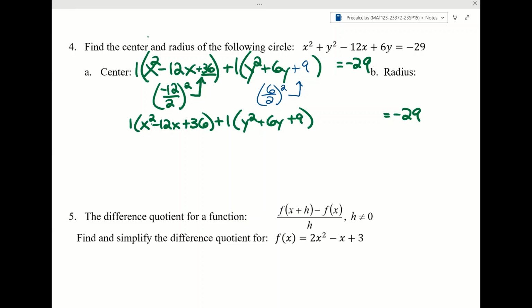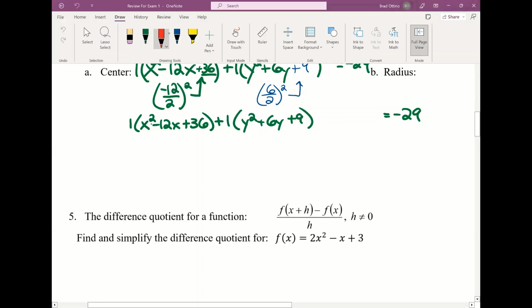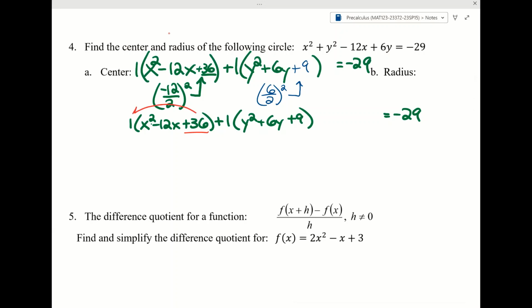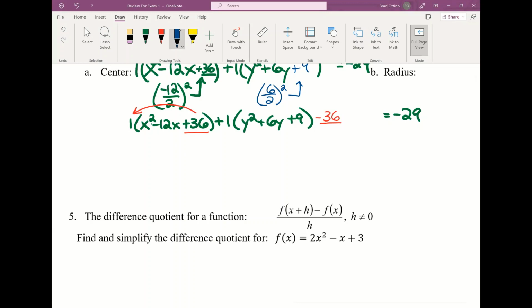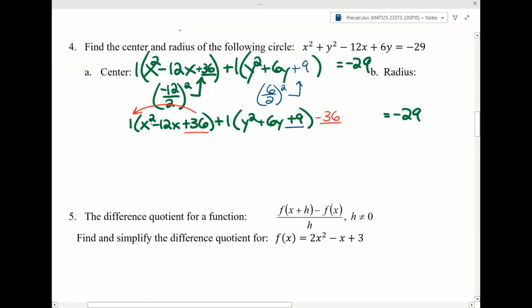But you can't just add numbers to an equation. You have to have it balanced. So this number, we added 36. You have to offset the equation by doing 36 times 1 and then subtracting it. Similarly with the 9, we do 9 times 1 and then subtract it. And at this point, it's just cleaning up.